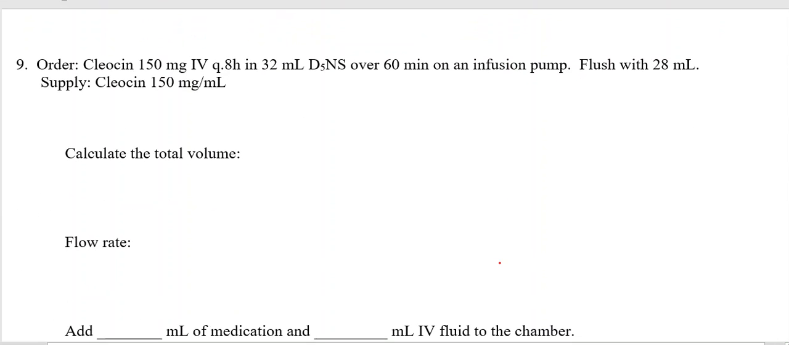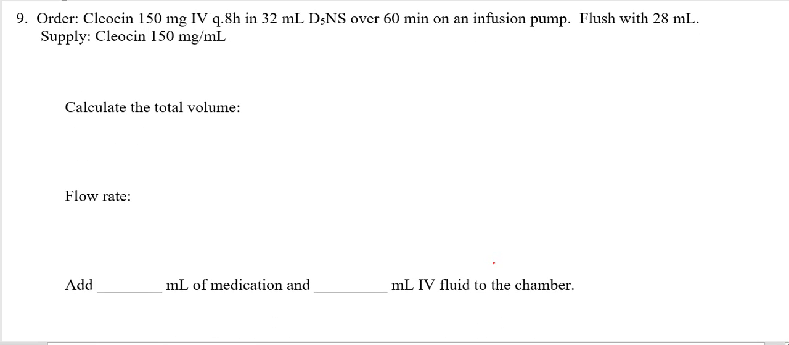Let's look at number 9. We have Cleocin, I don't know if I'm saying half of these right, 150 milligrams in 32 milliliters over 60 minutes on an infusion pump with 28 milliliters of a flush. And the Cleocin supply has a concentration of 150 milligrams per milliliter.